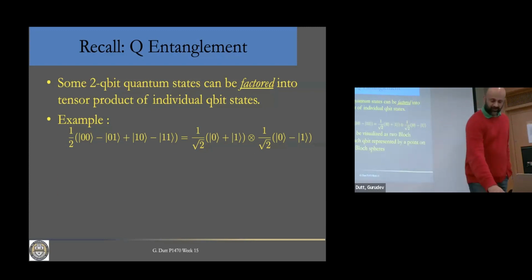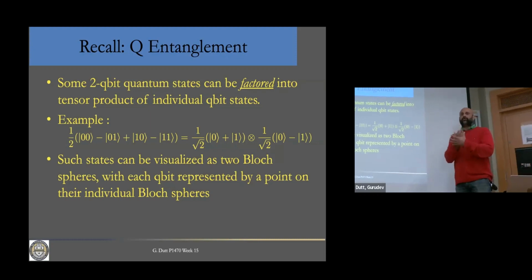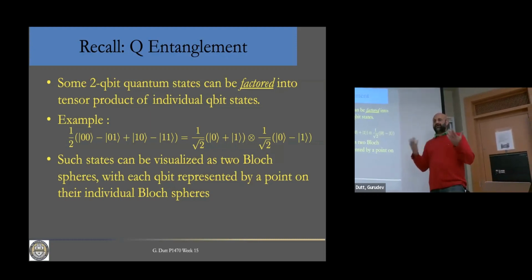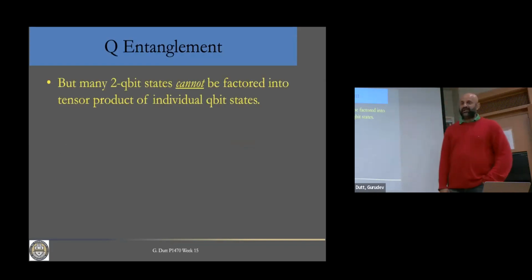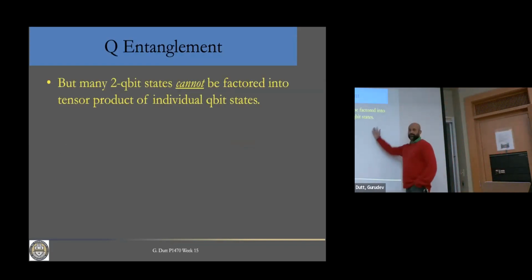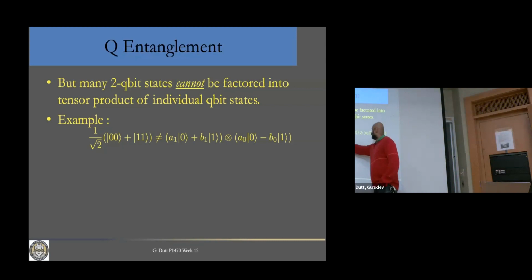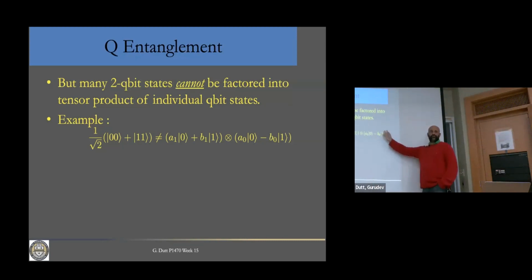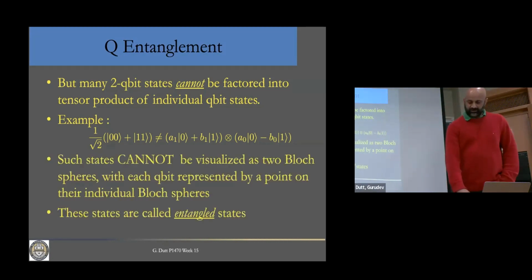Okay. So in some sense, we can visualize these as 2 separate Bloch spheres for each of the qubits. And in each Bloch sphere, the qubit is in a well-defined state defined by a point on that Bloch sphere. Okay. And so these are called separable or product states. But many 2-qubit states cannot be factored into a tensor product of individual qubit states. For example, the state 00 plus 11 cannot be written in this form. And we saw proofs of why this is true back when we did these examples. Okay. These states are called entangled states.